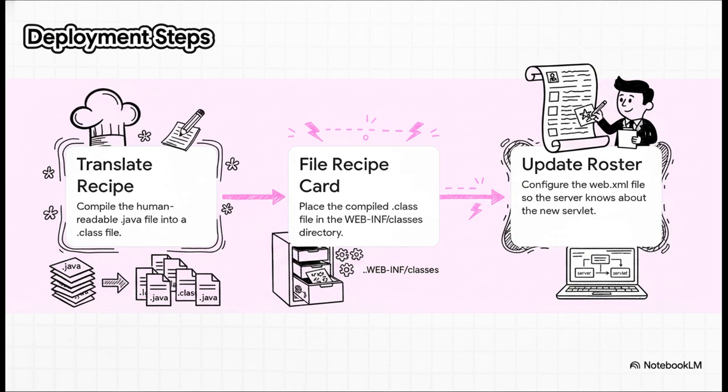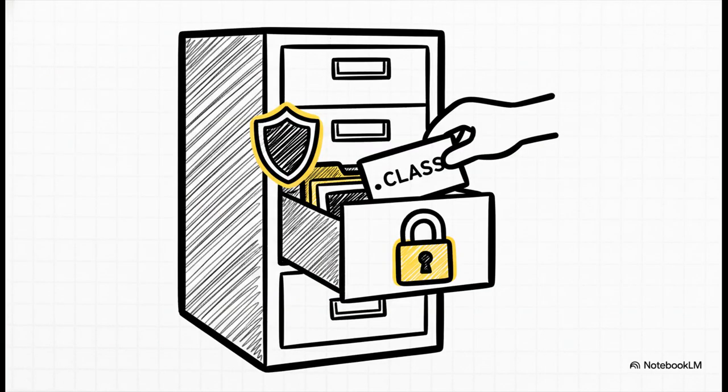First, we translate the recipe. We compile our Java code into that .class file. Second, we file that new instruction card in exactly the right spot so the manager can find it. And third, we update the main work roster so the manager knows our artisan's name and which jobs to give them. That's it.